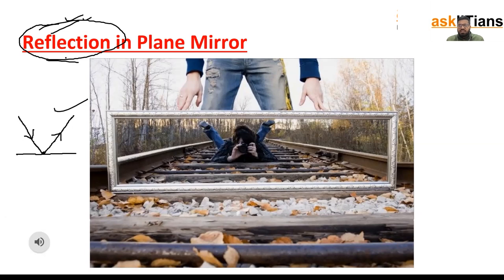And the reason for the reflection phenomenon is linear propagation of light. I think this is clear. What is reflection? What is the reason for reflection? Which nature of light is responsible for reflection? It is linear propagation of light. I hope I am clear up to this. This is reflection, the bouncing back of light into the same medium.